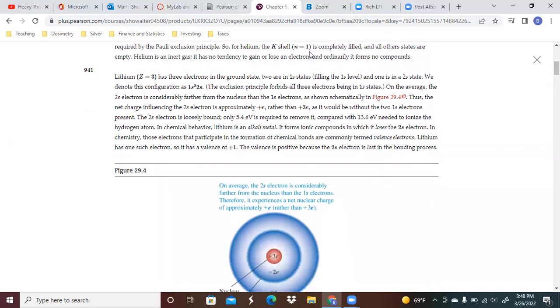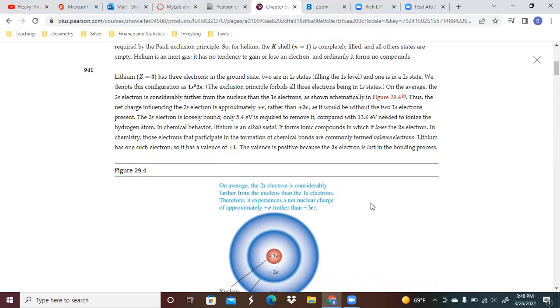So for helium, the K shell is completely filled and all other states are empty. Helium is an inert gas and it has no tendency to gain or lose an electron, and ordinarily it forms no compounds. As a matter of fact, helium was something that we only discovered when we started looking at spectral lines and determined there should be an element there. And since it's lighter than air, you don't really see it around anywhere. So that was kind of an interesting little history there on helium.